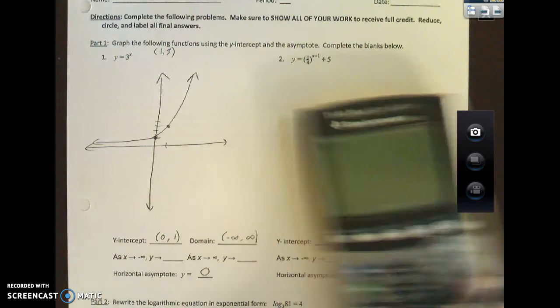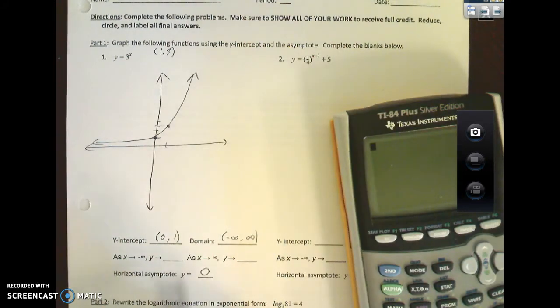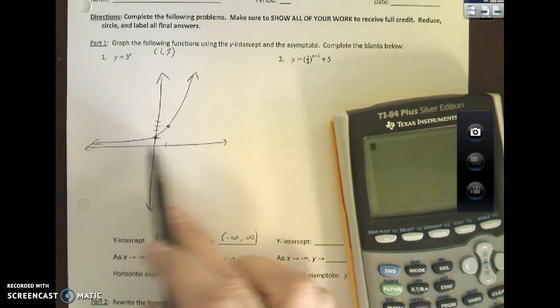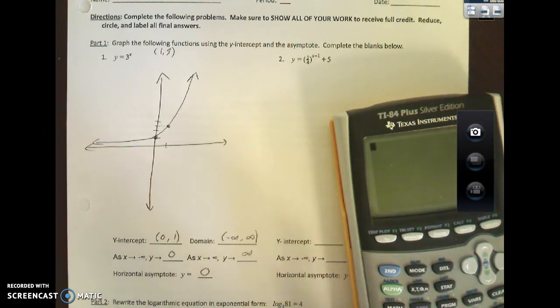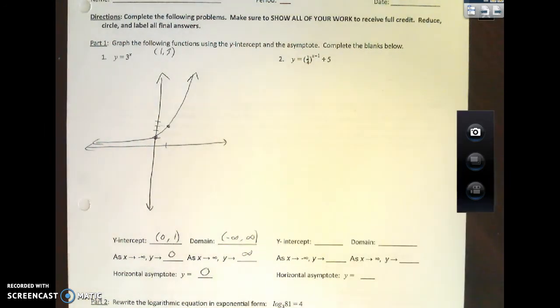There you go. I'm pleased to see you guys doing a nice job with this. As x goes to negative infinity, as I go this way, where is your graph going towards? It's going towards the asymptote, which is 0. As I go to positive infinity this way, which way is it going? Positive infinity. And you're all set.